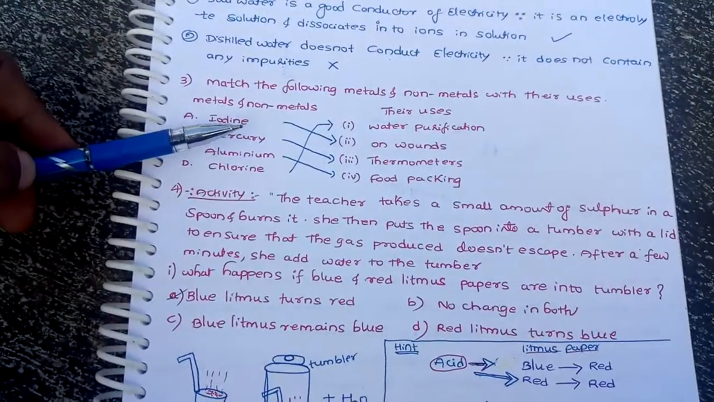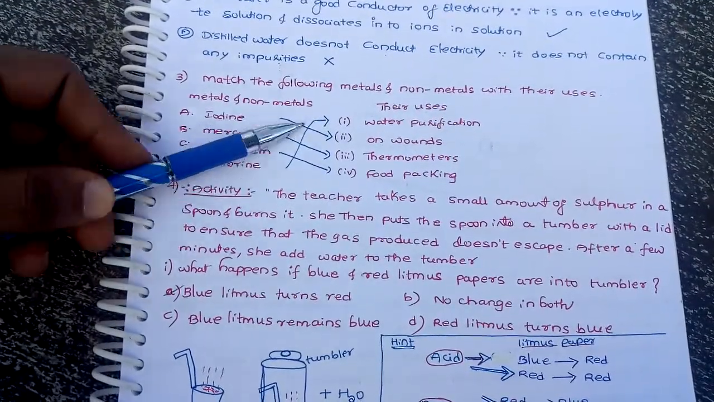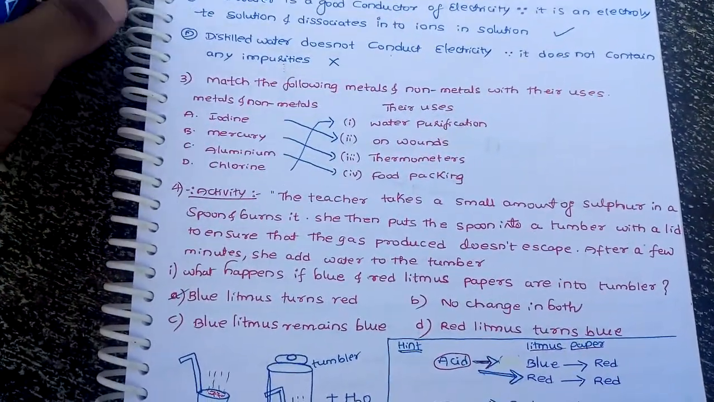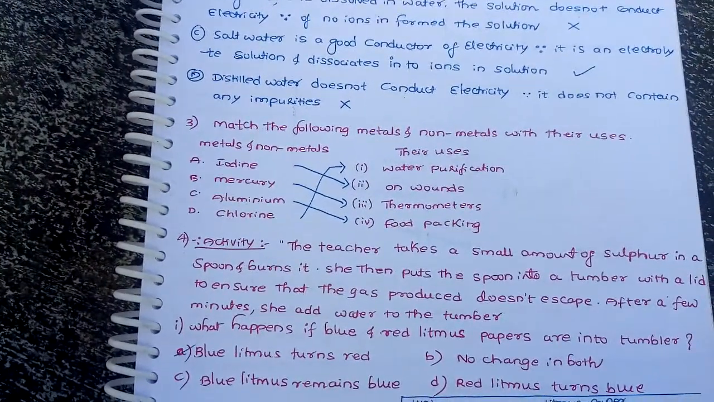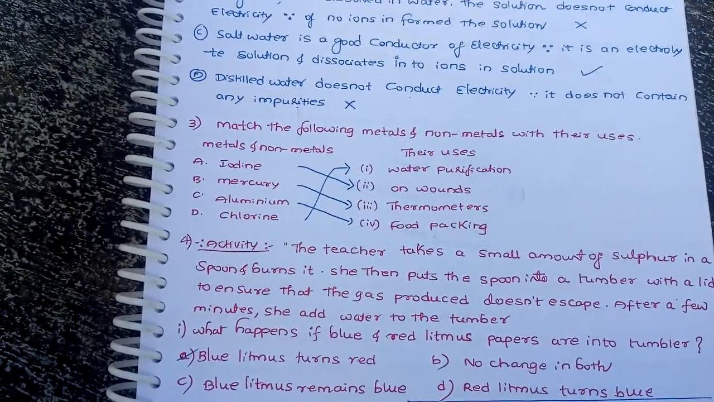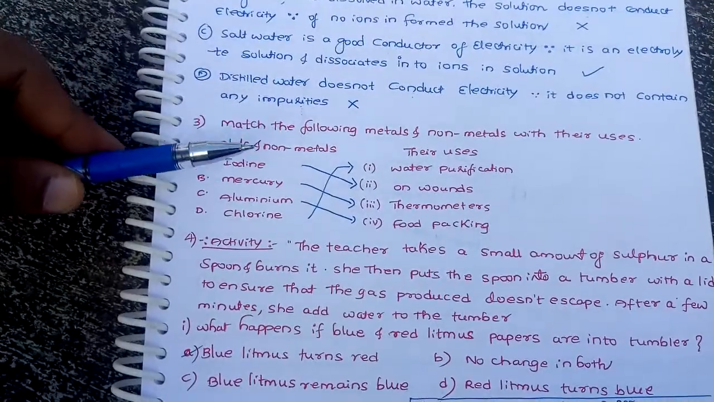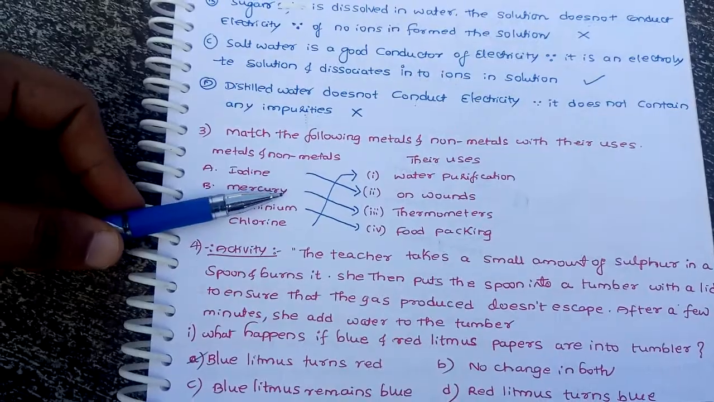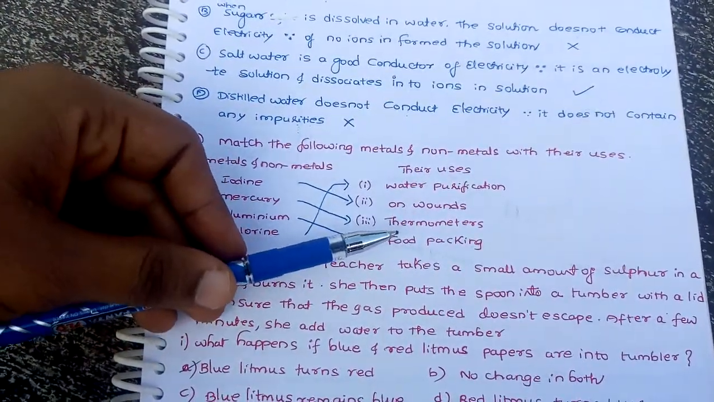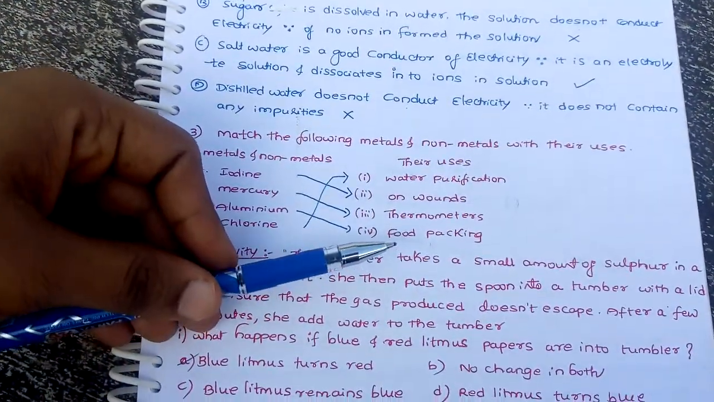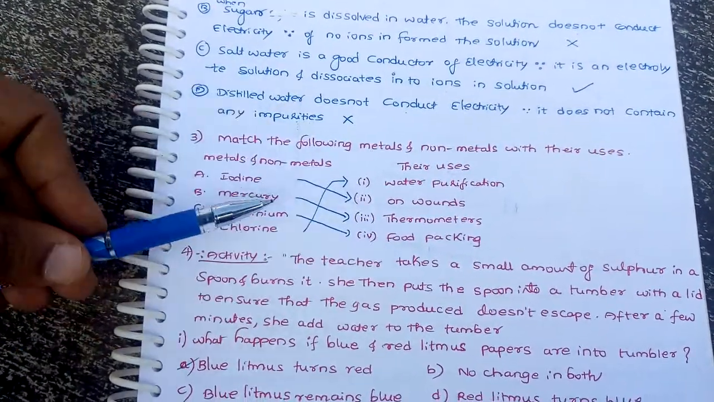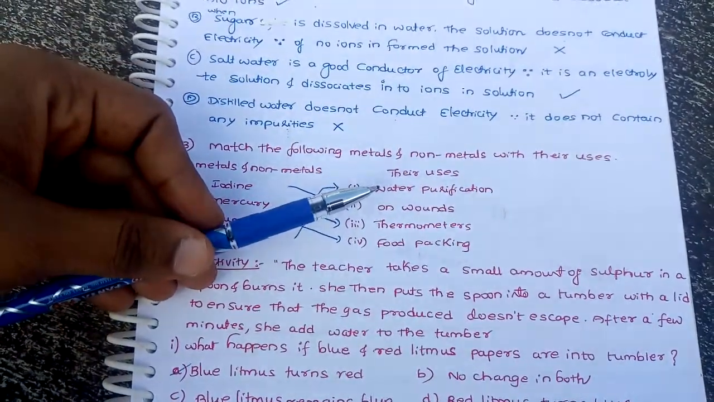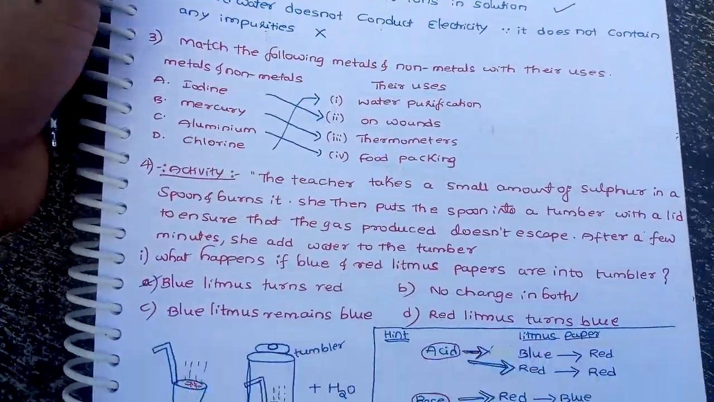Here I will tell you directly. Iodine on wounds. I think you have seen the white bottle, iodine is used on wounds. Mercury, as you know, is used in thermometers. Aluminum is used in food packing, the silver colored packing, that is aluminum. And chlorine, as you know, is used in water purification.